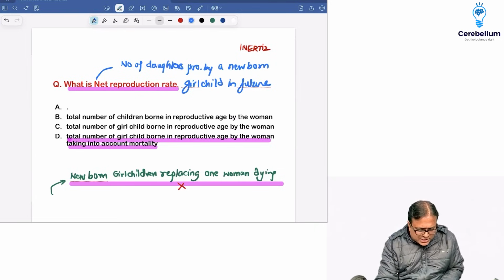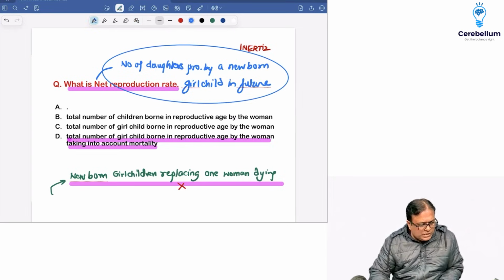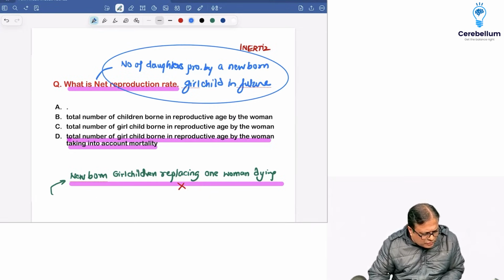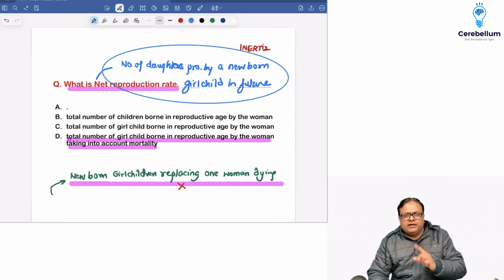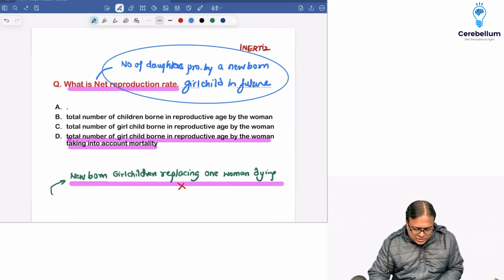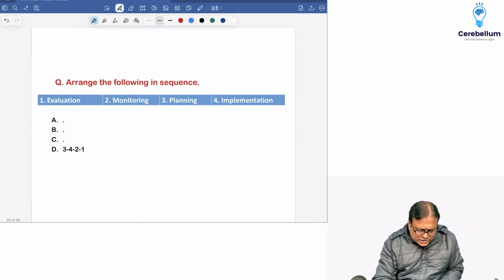So the answer has to be related to this. What I will do, friends, is try to improve the language with the help of the total number of girl children born in the reproductive age minus mortality per every girl child. Yes, that will become correct. Okay. Was there a question like this?